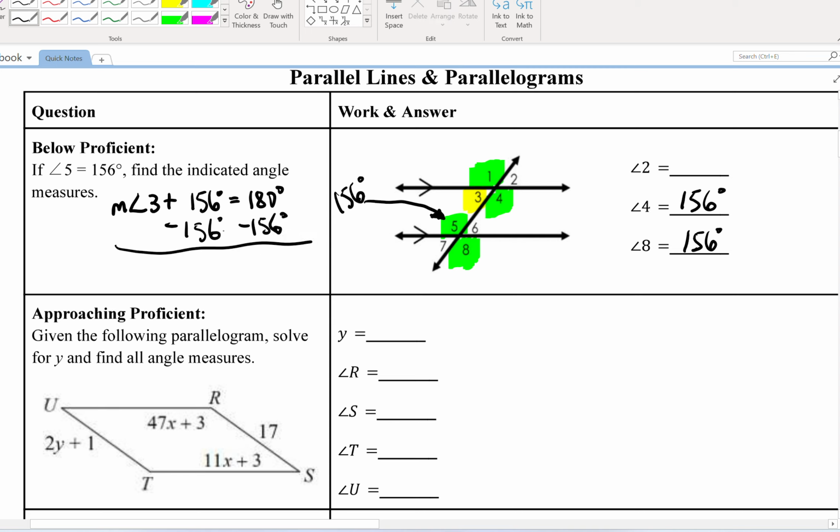156 degrees from both sides. That cancels this here and gives us that the measure of angle 3 is equal to, I think that's 24 degrees. And so the measure of angle 3 and the measure of angle 2 are vertical angles, and therefore they are congruent. So this one is also then 24 degrees.